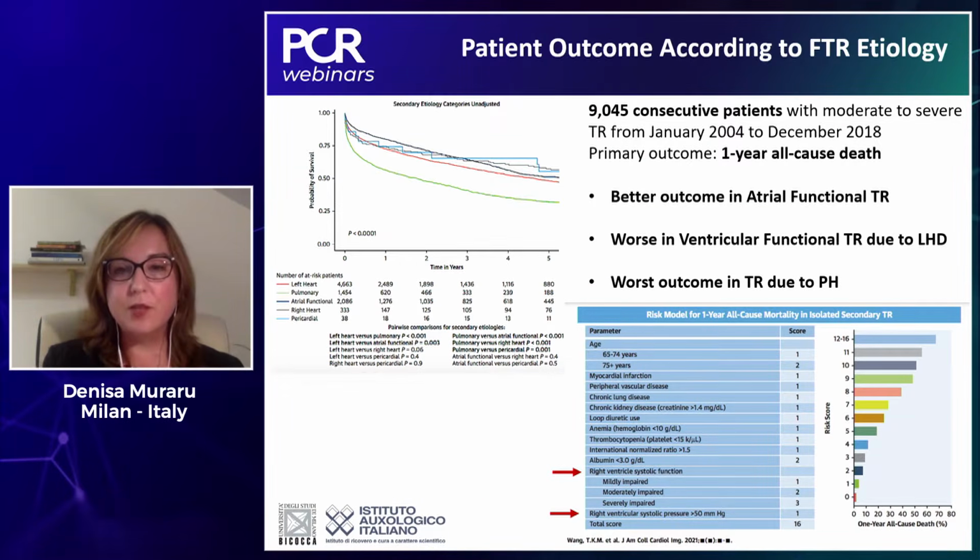This study was published just a few days ago. This comes from the Cleveland Clinic. They had a retrospective analysis of an impressive number of consecutive patients. They looked at predictors for 1 year all-cause death and emphasized once again that it is important to stratify in atrial functional TR, which has a better outcome, with respect to the ventricular forms. The worst outcome is the TR due to pulmonary hypertension, as we expected. And they also provided a risk score to predict the mortality at 1 year. And you can see from an imaging standpoint, it's the right ventricular function and pulmonary pressure, and no parameter of TR severity.